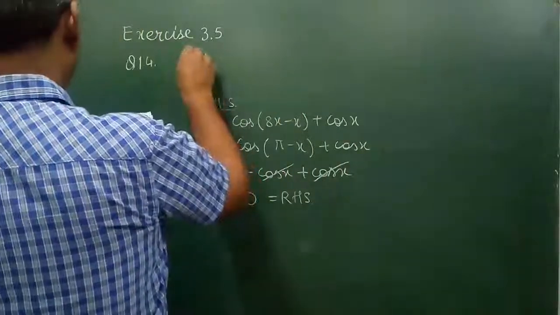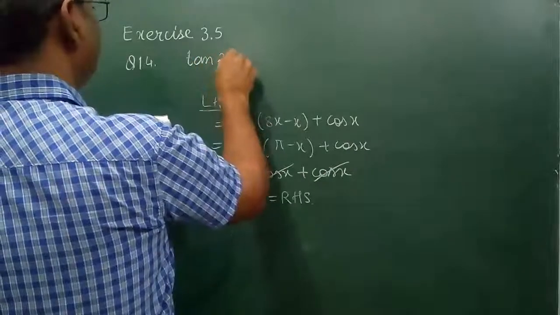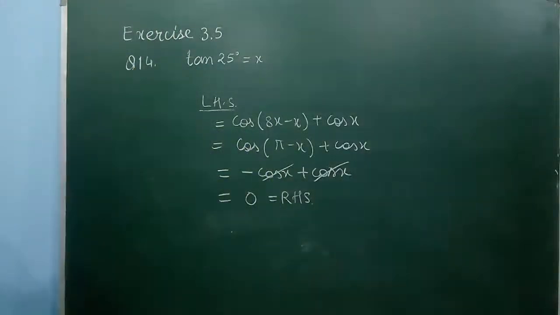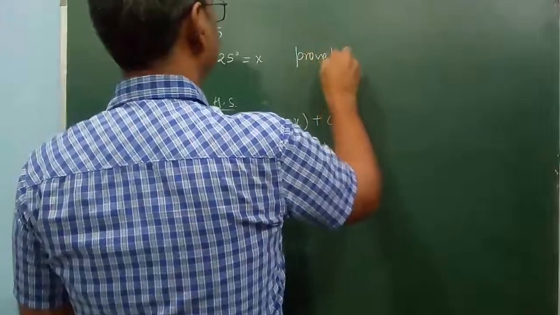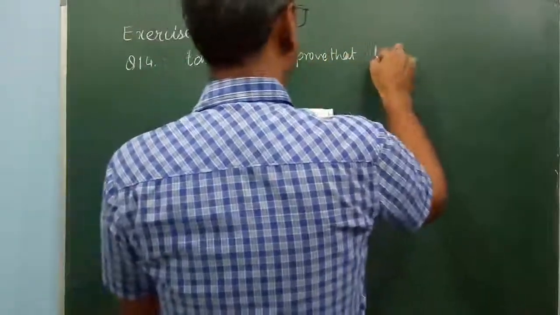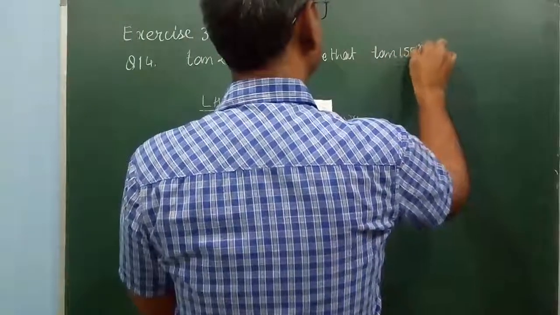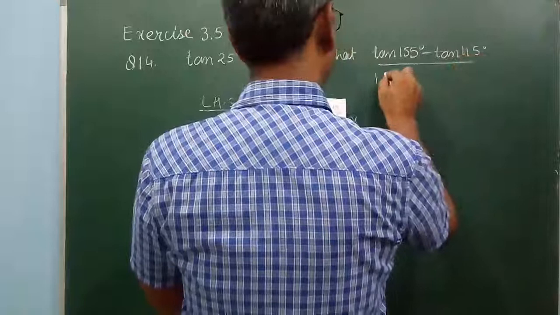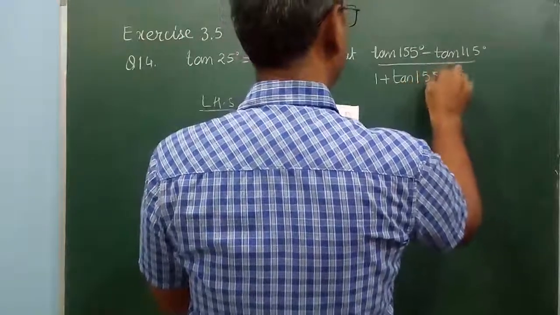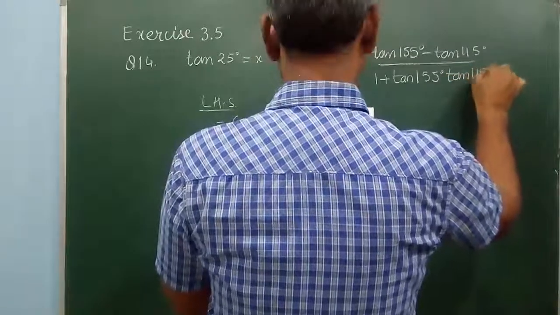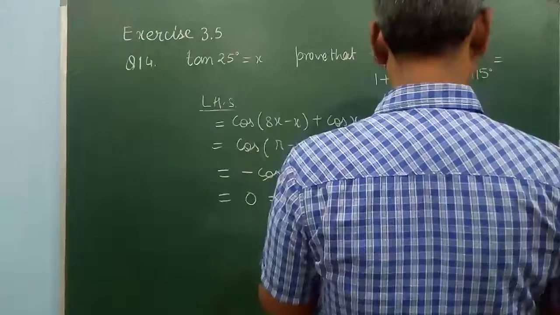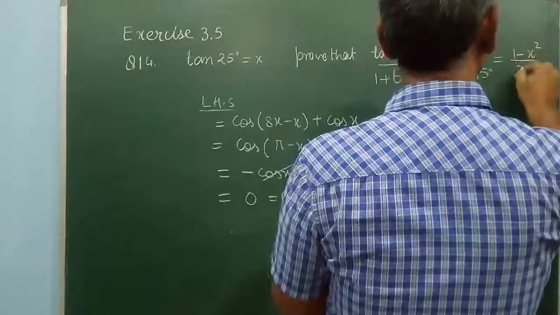Now it is given that tan 25 degree equal to x, and we have to prove that tan 155 degree minus tan 115 degree upon 1 plus tan 155 degree tan 115 degree is equal to (1 minus x square) by 2x.